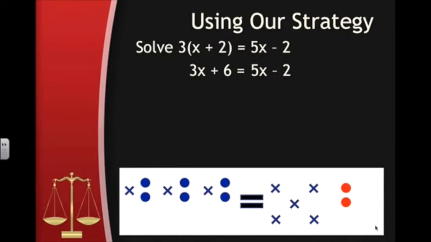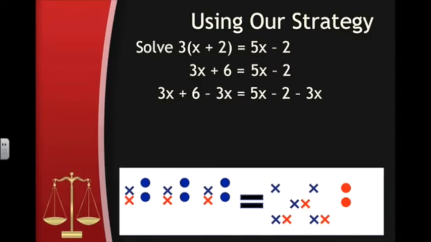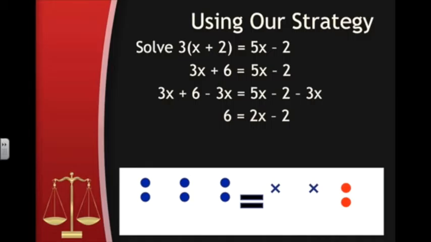5x minus 2. For step 2 in our process, we need to get all the x's on the same side. Now, it doesn't matter which side you put them on, but in order to avoid negative values, I try to always put them on the side that has the most to begin with. In this case, we're going to move all the x's to the right side. To do this, we have to take away 3 x's, so there won't be any left on the left side anymore. As a result, we have 6 equals 2x minus 2.